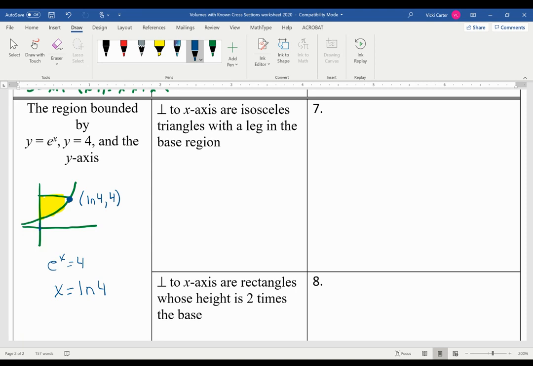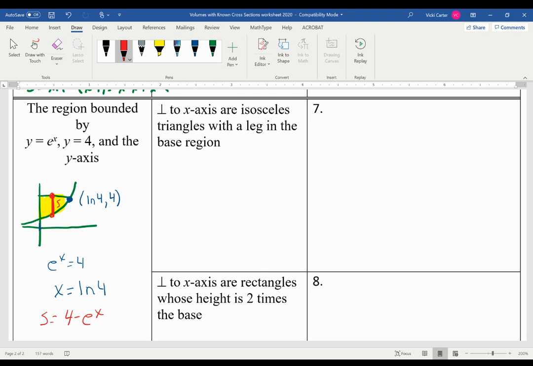All right, so let's do a little red sample slice. So the top curve is the horizontal line, 4, and the bottom is our exponential. So the length of our little slice S is going to be top curve 4 minus bottom curve, which is e to the x. All right, so let's see what kind of cross sections we're going to have.